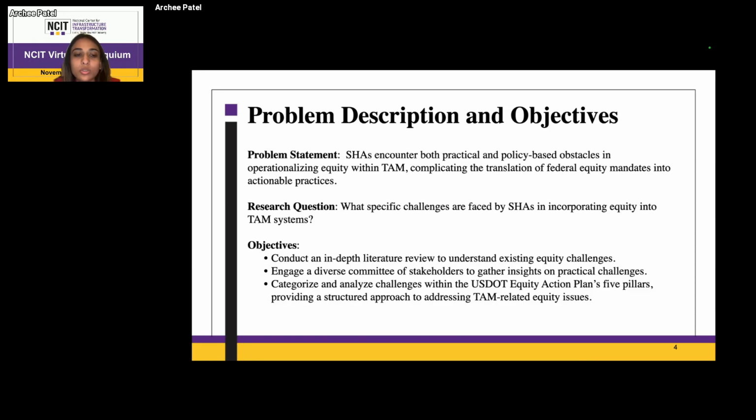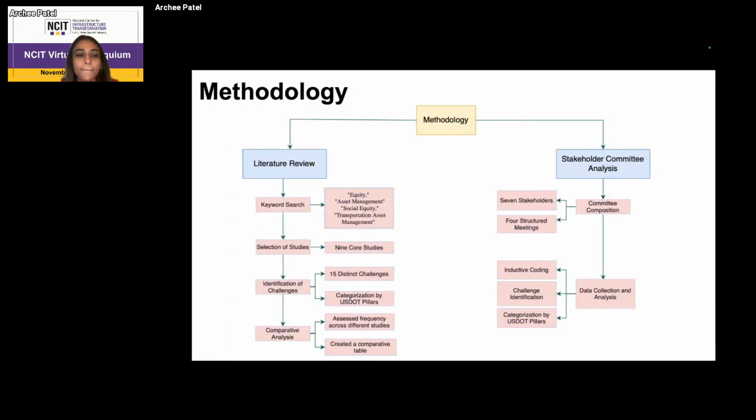This study poses the research question: what are the specific challenges that state highway agencies face while incorporating equity into TAM systems? To address this question, we have three primary objectives. I'm going to discuss these objectives through the methodology. Our methodology involved a two-part approach. A comprehensive literature review was conducted to establish a baseline understanding, and then a stakeholder committee analysis was conducted for direct insights from different stakeholders.